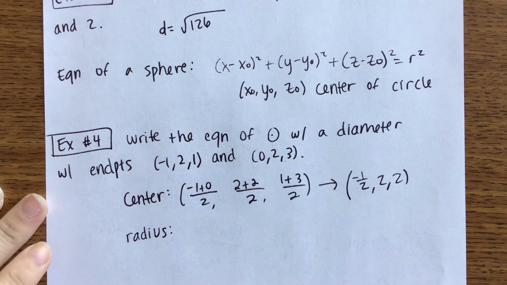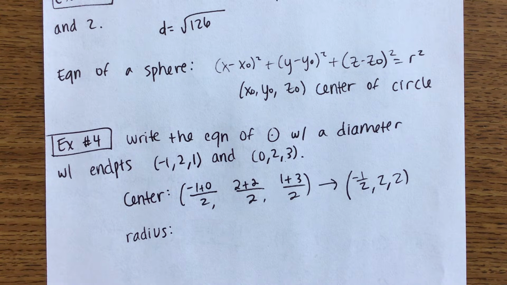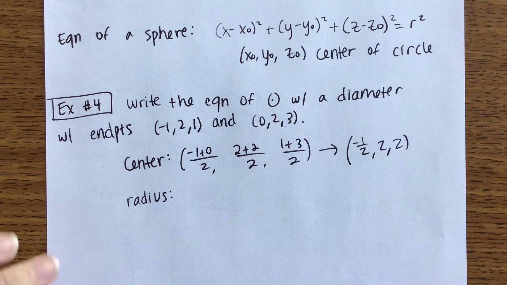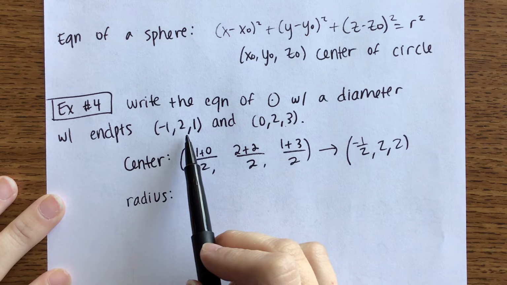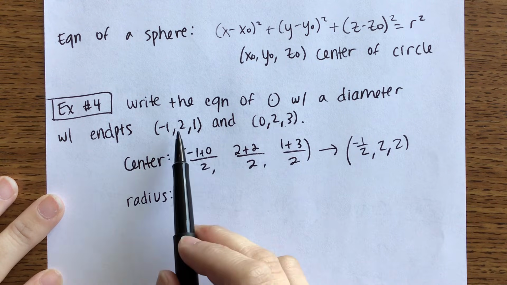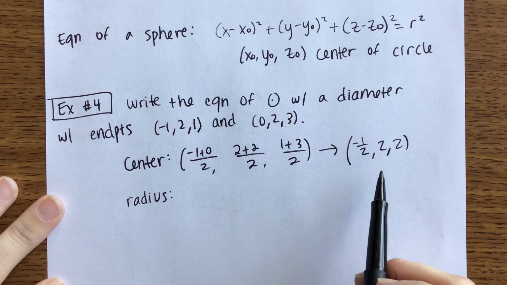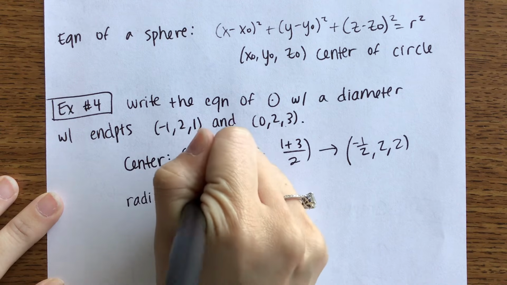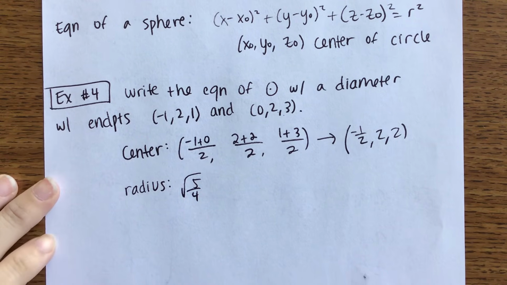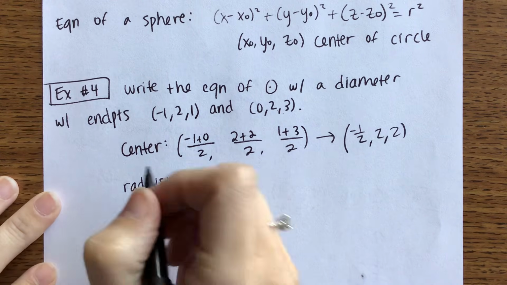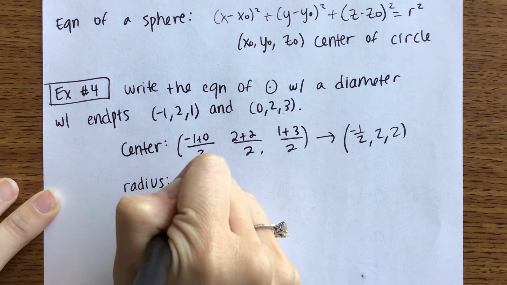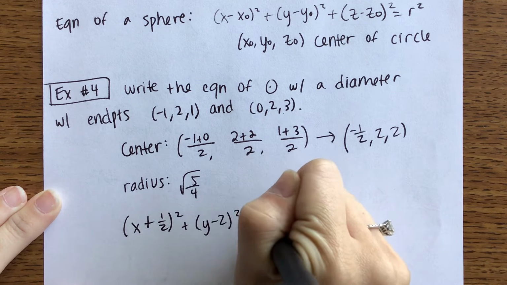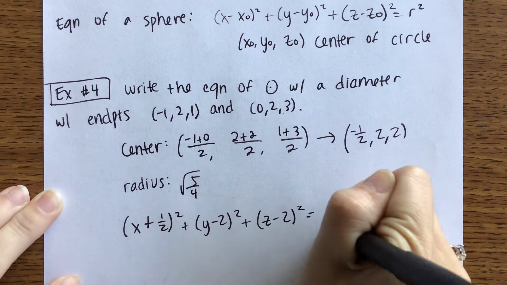Radius. Distance formula. A few different options. I can do the distance between these 2 points and divide by 2, or I can do the distance between either one of those points and the center. Are you okay if I tell you what I got? Yeah. Okay. Square root of 5/4. So then, if we write our equation, we get (x + 1/2)² + (y - 2)² + (z - 2)² = 5/4.